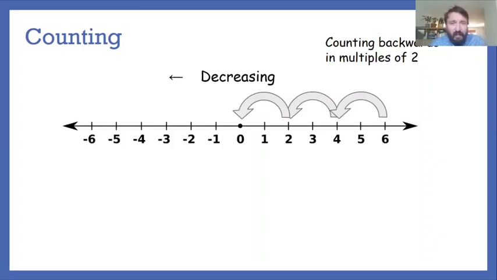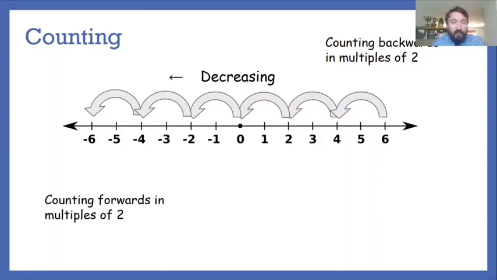Okay, and then the other way. So we've gone from 2 to 0, we've gone to -2, -4, and then -6. Decreasing, so we've gone through positive numbers down into negative numbers.